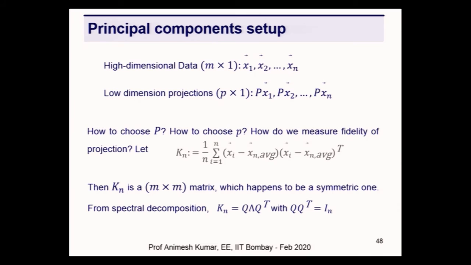How do I choose the dimension that I'm going to have here, small p? And then if I do have a way to choose both capital P and its dimension, can I measure the fidelity of this kind of projection or principal components?